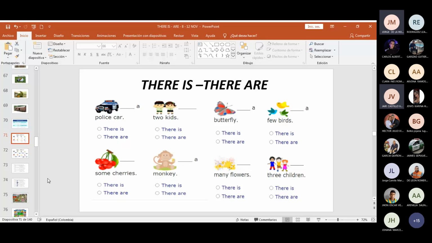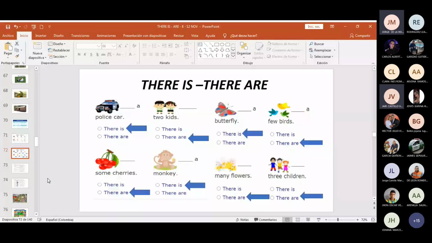There is a butterfly. Yeah, there is a butterfly. What about number four? There are few birds. Very good. Number five, students, some cherries. There are some cherries. Very good. A monkey: there is a monkey. Very good. Many flowers: there are many flowers. And three children.